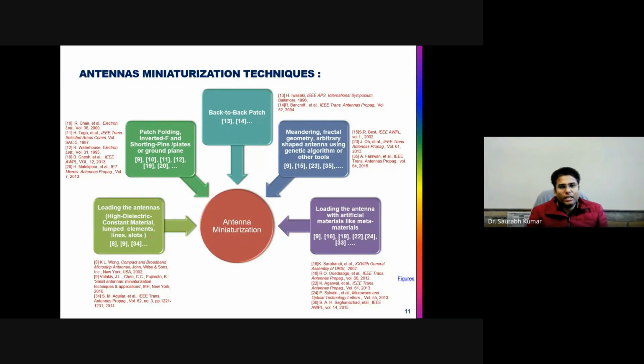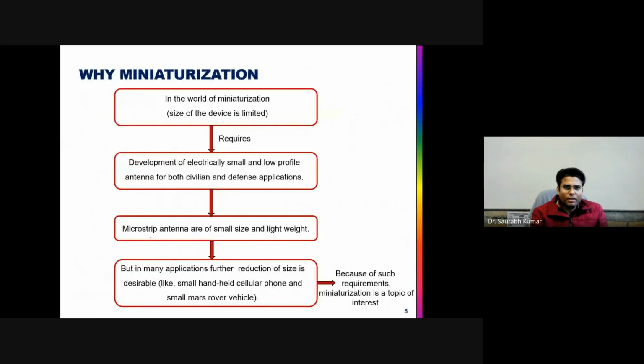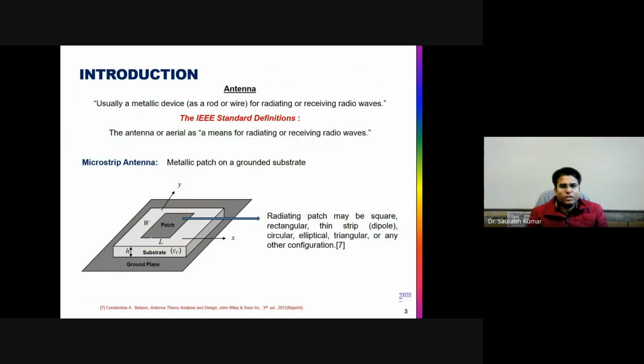As you know, if we are talking about, let's say, the microstrip antenna, its resonance frequency is inversely proportional to the square root of epsilon r, the relative permittivity of the dielectric material used here.